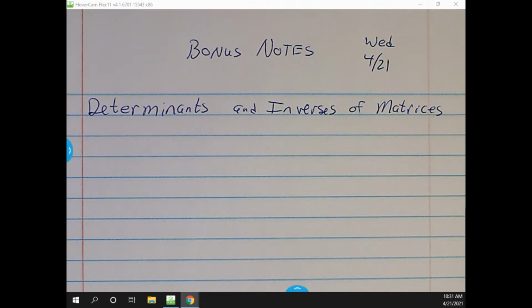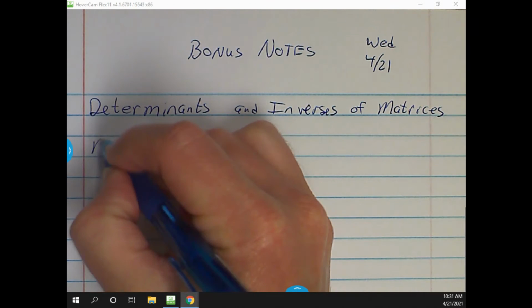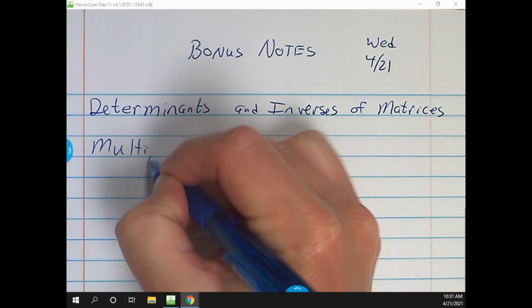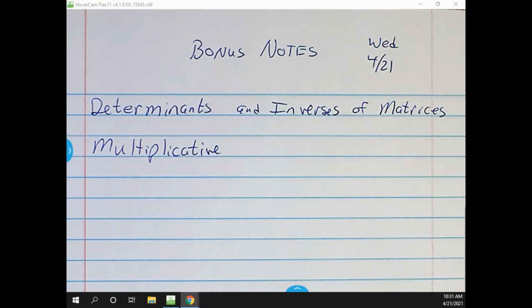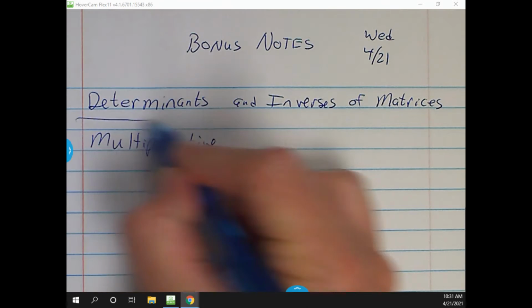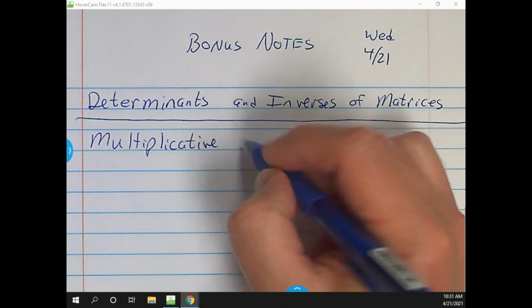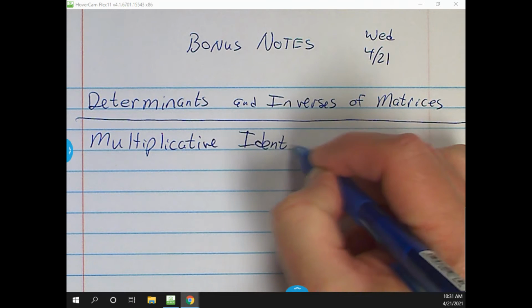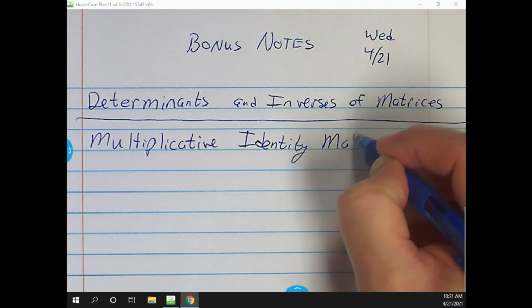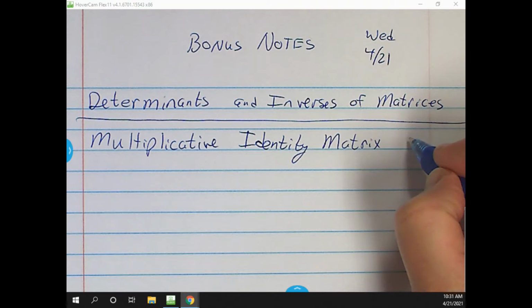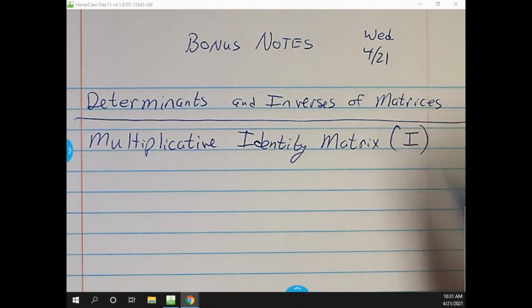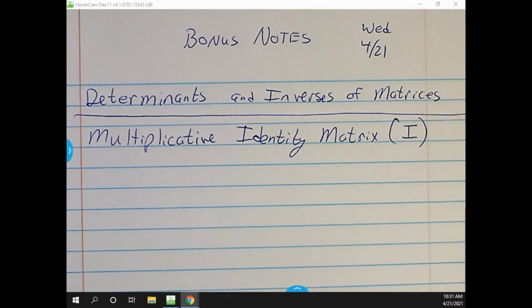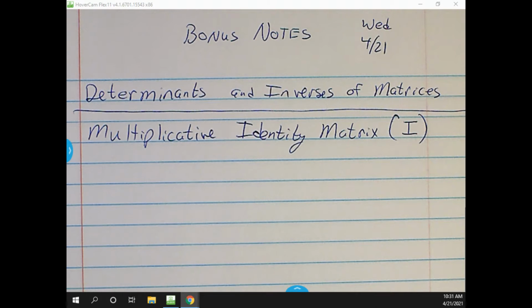Okay, so the very first thing that we're going to look at is the multiplicative identity matrix. It's always a fun word to say. When they talk about those, they just call it I for short. And depending on the size, for these they talk about square matrices.